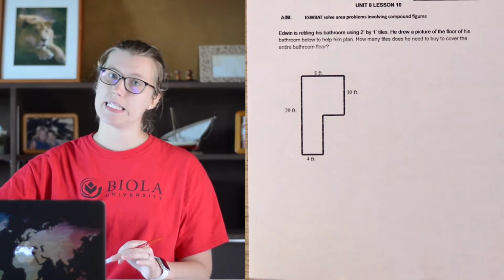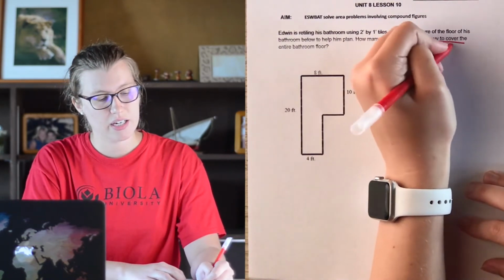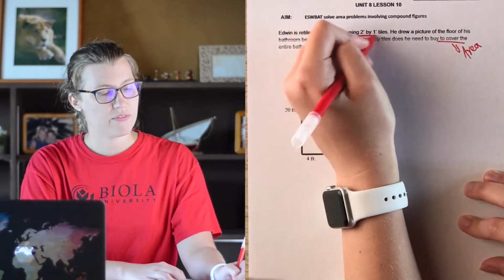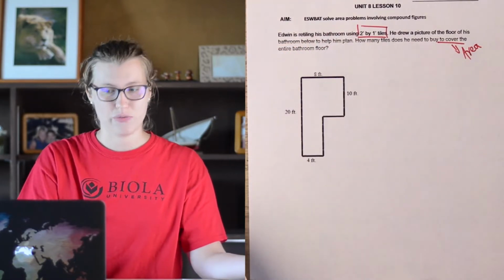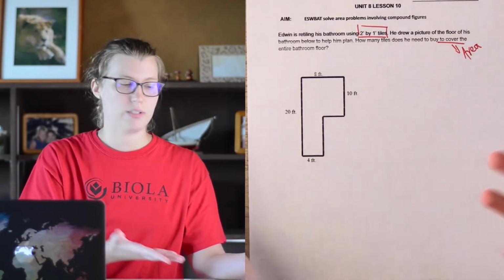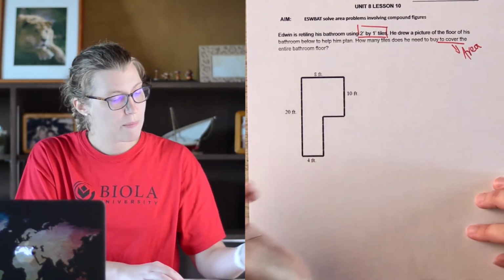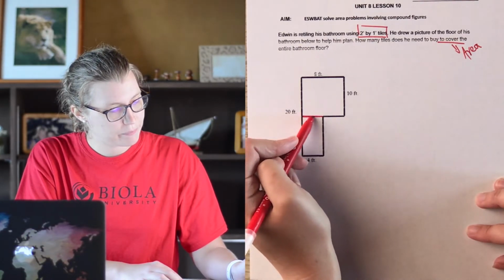If I'm covering something, what am I looking for? Area. So that word cover gave me the hint that I should first find the area before I can figure out how many tiles will fit on this bathroom floor. So we're going to cut or decompose this shape because obviously it's not a shape where we have a formula for. So I'm going to cut it right along here.